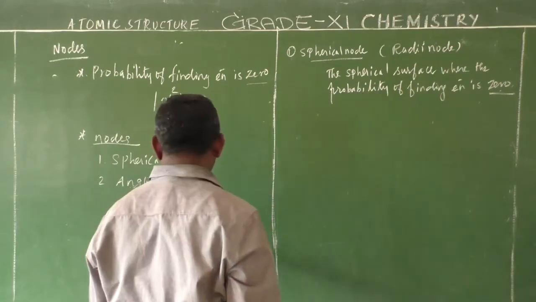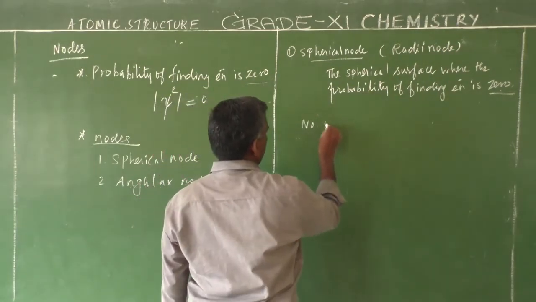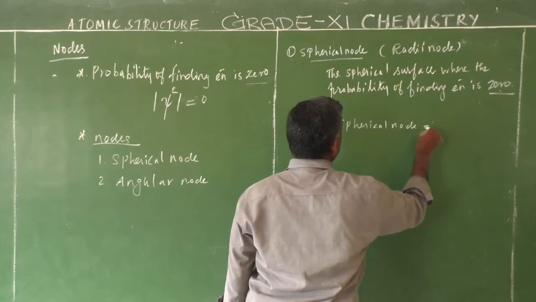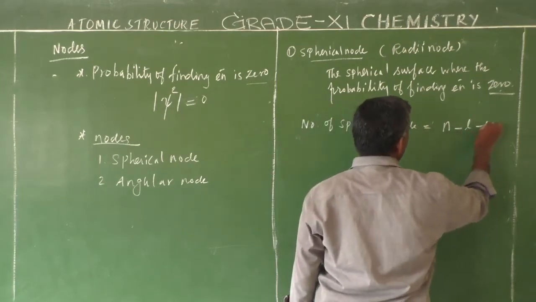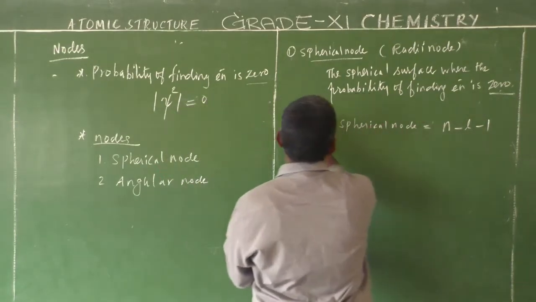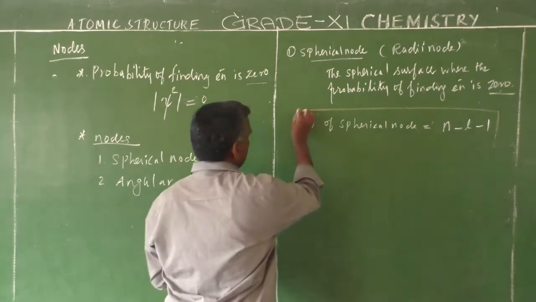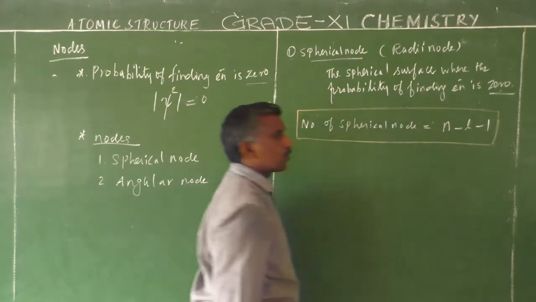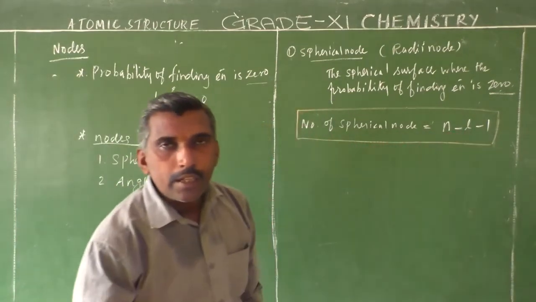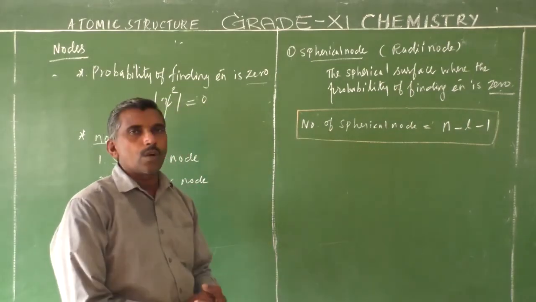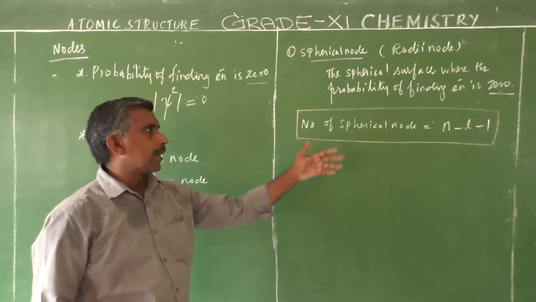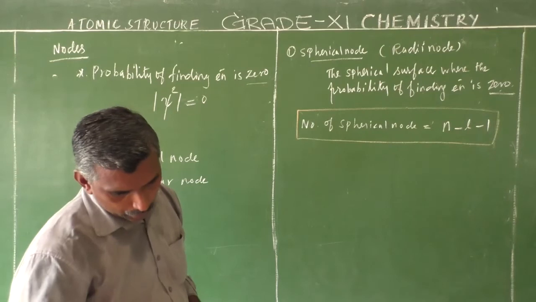Going to the formula: number of spherical nodes is equal to n minus l minus 1. N is the principal quantum number, l is the azimuthal quantum number, minus 1. Subtract the azimuthal quantum number from the principal quantum number, and subtract 1, then the spherical nodes are present.